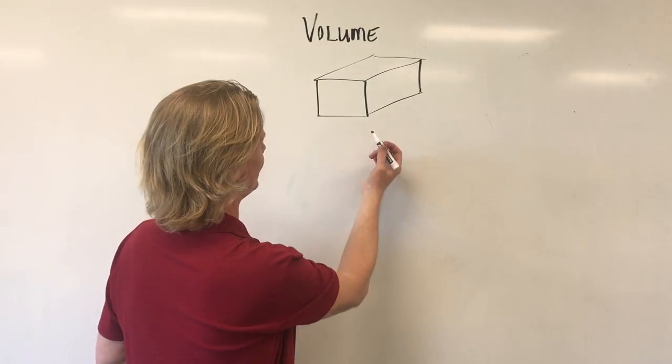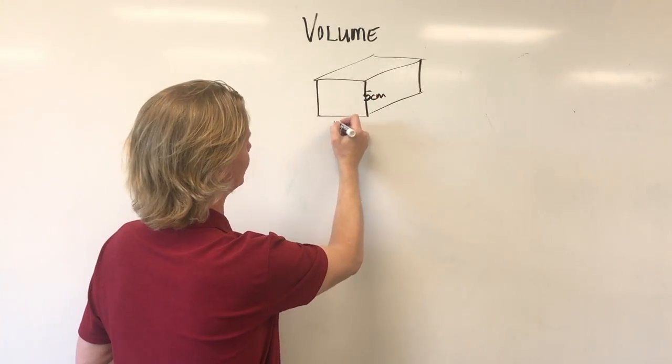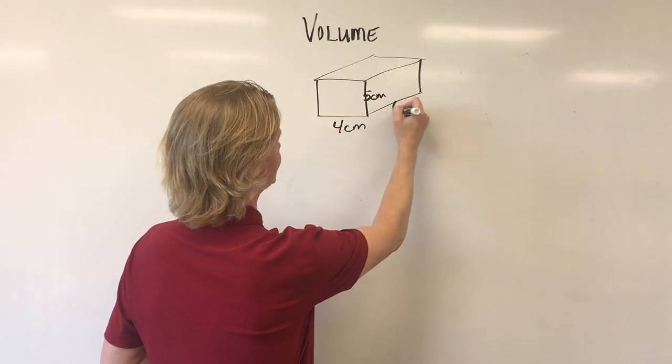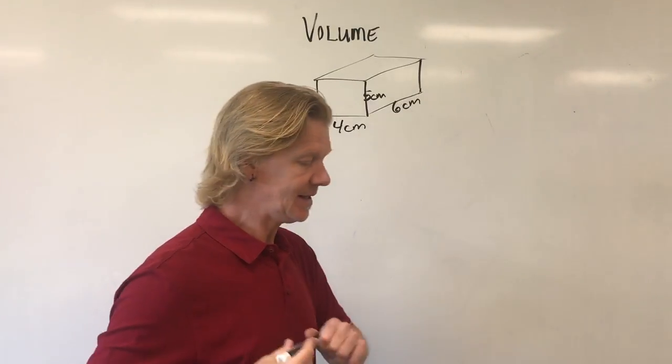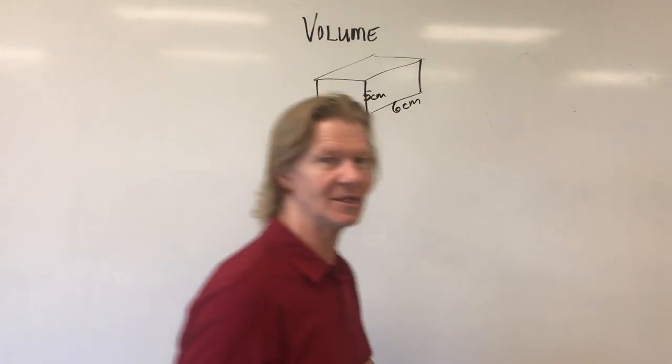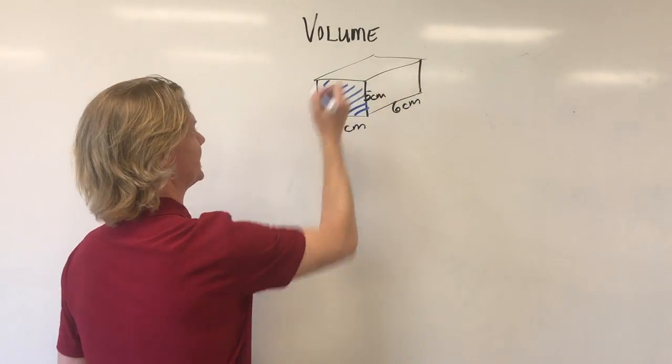So just made up dimensions, right? Let's say it's 5 centimeters high, and it's 4 centimeters across the bottom, and it's 6 centimeters deep here. Those are the 3 different dimensions. Now, I can get the area of one of the faces. Maybe I'll change to blue. Let's do the front face here, okay? So let's get the area of that.